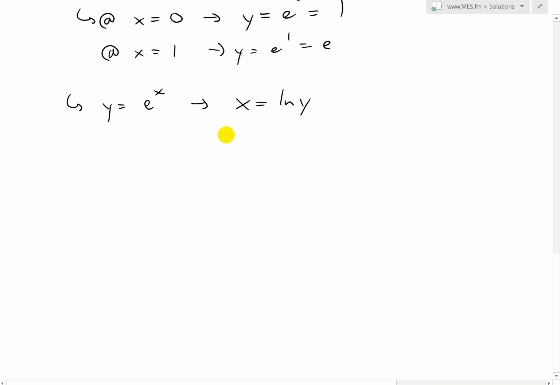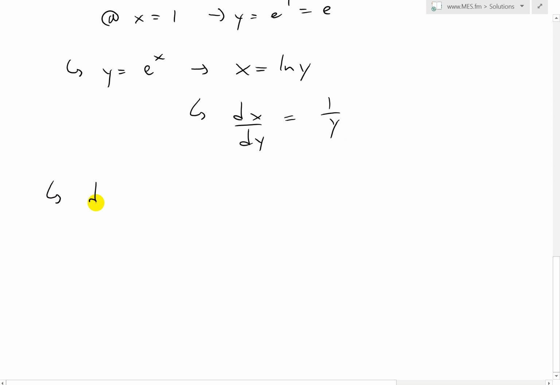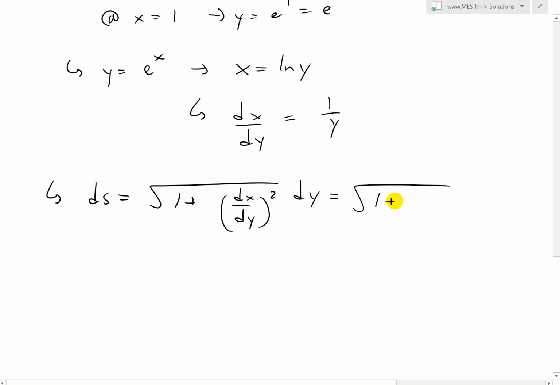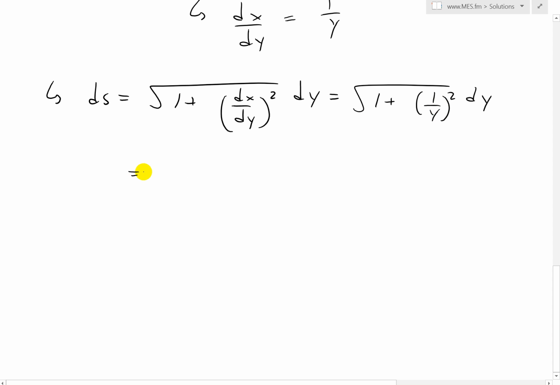Now when we take the derivative, dx in terms of y, so dx over dy is equal to the derivative of ln, which is just 1 over y. So we just switch the variable around. So our ds now is equal to the square root of 1 plus dx over dy squared, dy, we're using solution 2. Plug that inside, 1 plus (1 over y) all squared, dy.